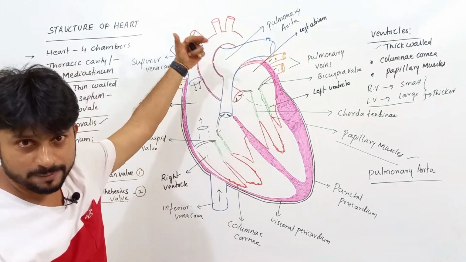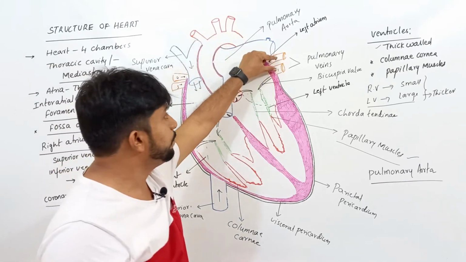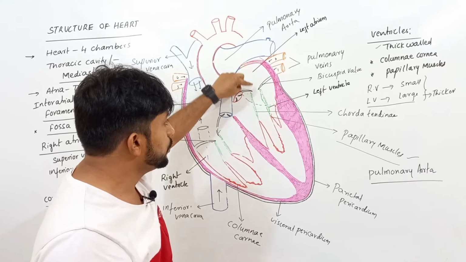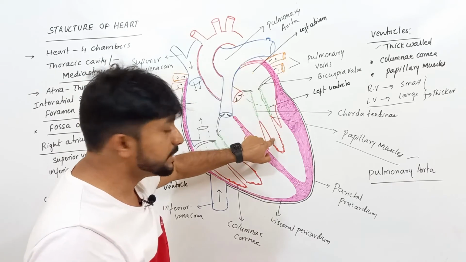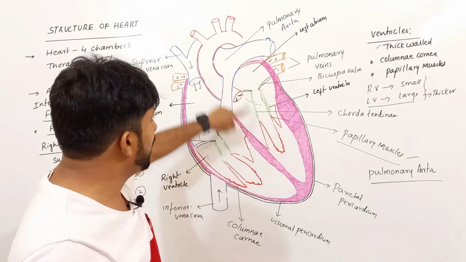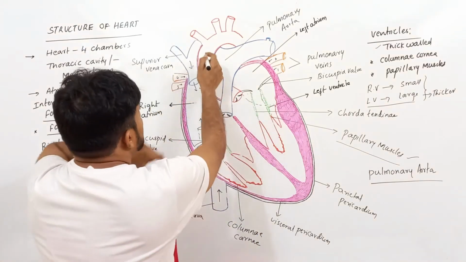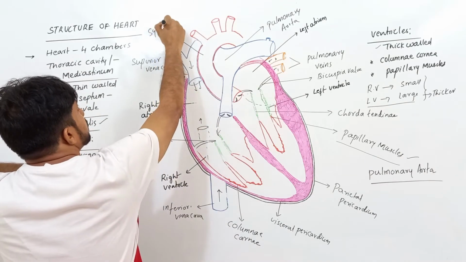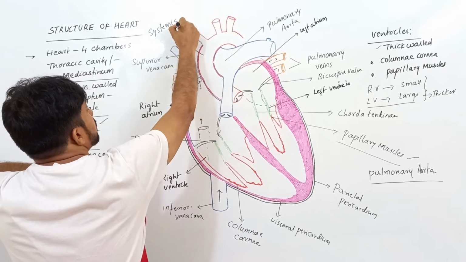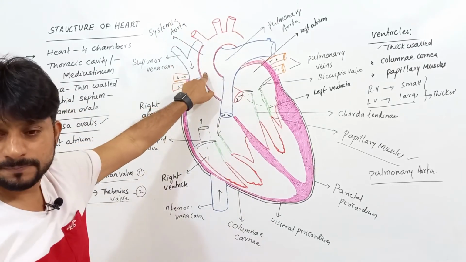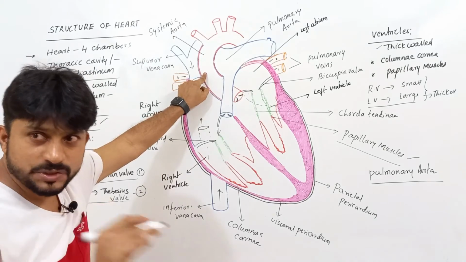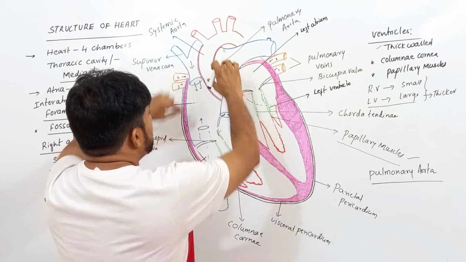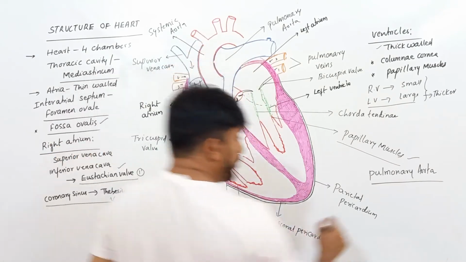Fine. After the blood gets oxygenated, through these pulmonary veins the oxygenated blood is collected into the left atrium, and through the bicuspid valve it enters the left ventricle. From the left ventricle, the blood is carried by your systemic aorta. This is the systemic aorta.